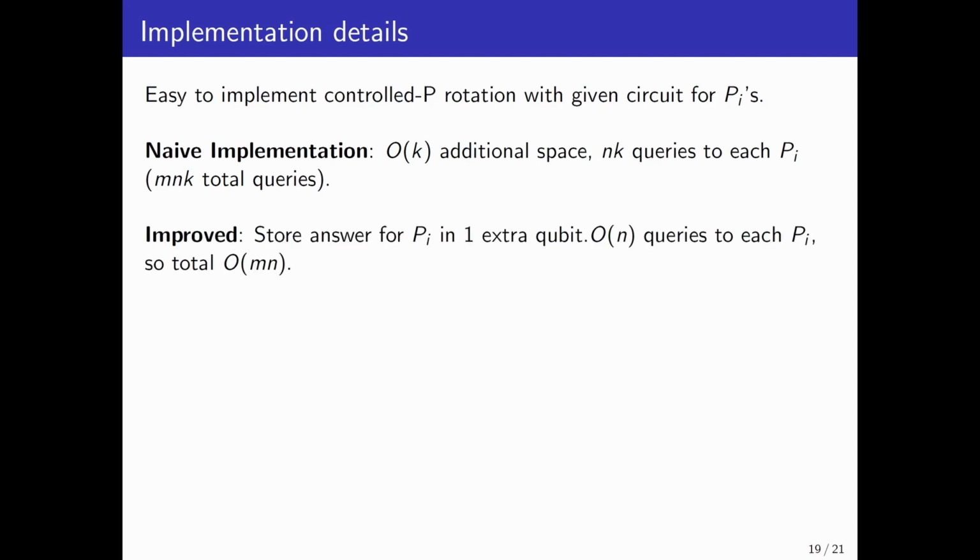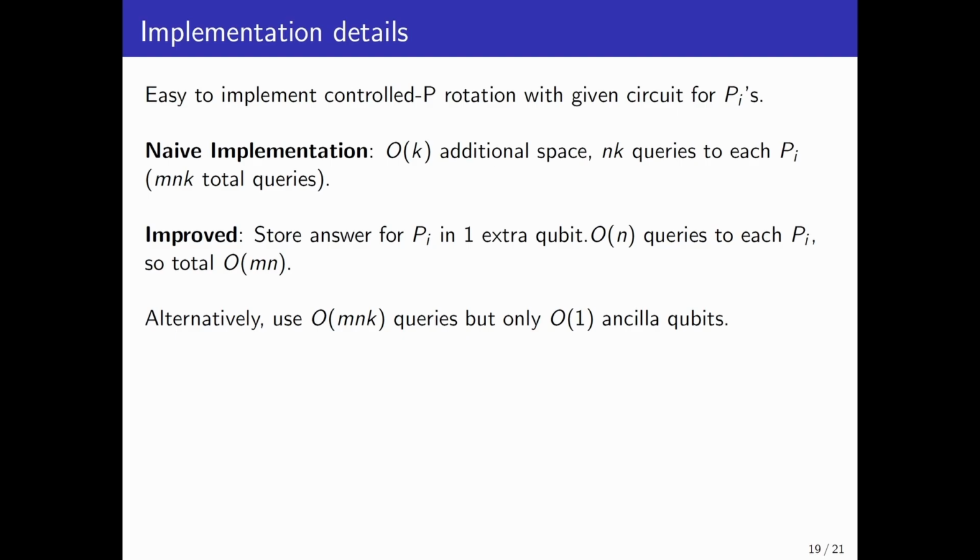Now, instead of implementing a controlled p rotation at each time, we can simply store the answer for p in an ancilla qubit and then apply control rotations from that. This reduces the total queries down to n times m. Alternatively, if we don't do that, we can reuse ancilla qubits for measurement in the same round, leading to only O(1) ancillas.